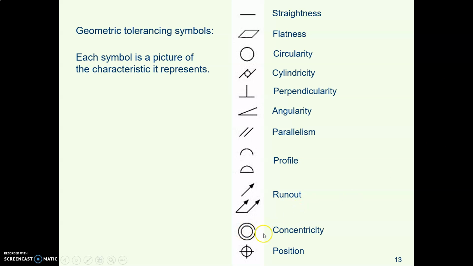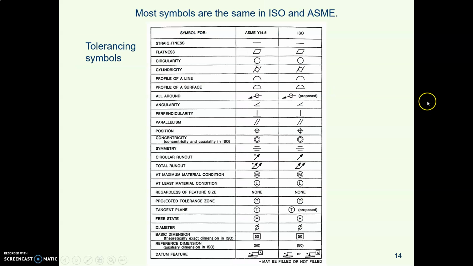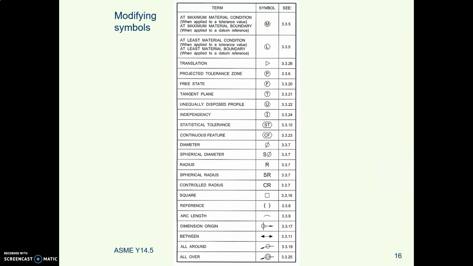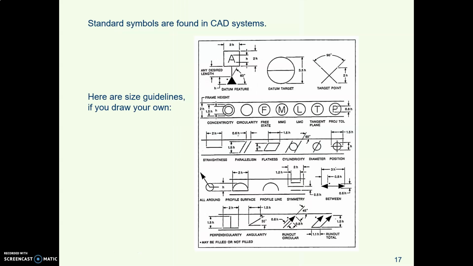Ooh, I should get concentricity out of that. That control went away. We don't have that anymore, thank goodness. And in the next 3 slides, you'll notice that the ASME symbols and the ISO symbols, the international standard, are nearly identical in every case. So here are some tolerancing symbols, some dimensioning symbols, some modifying symbols. They're nearly all the same.